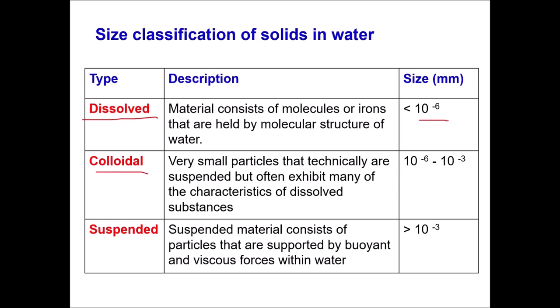Colloidal solids are very small particles. They are technically suspended, but they behave like dissolved substances. Their size range from 10 to the power of minus 6 to 10 to the power of minus 3 millimeters. And suspended solids consist of larger particles that are supported by buoyant and viscous forces within the water. Their particle size is greater than 10 to the power of minus 3 millimeters, and they can usually be removed by filtration. So, understanding the size of solids helps us select the correct treatment processes in water and wastewater engineering.